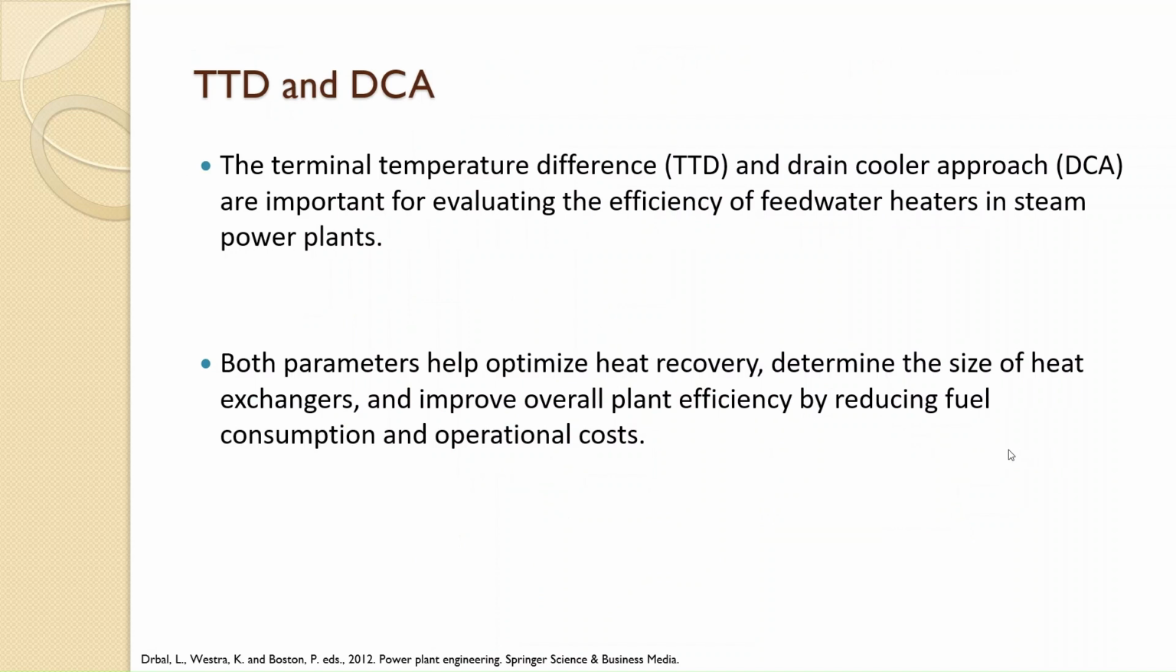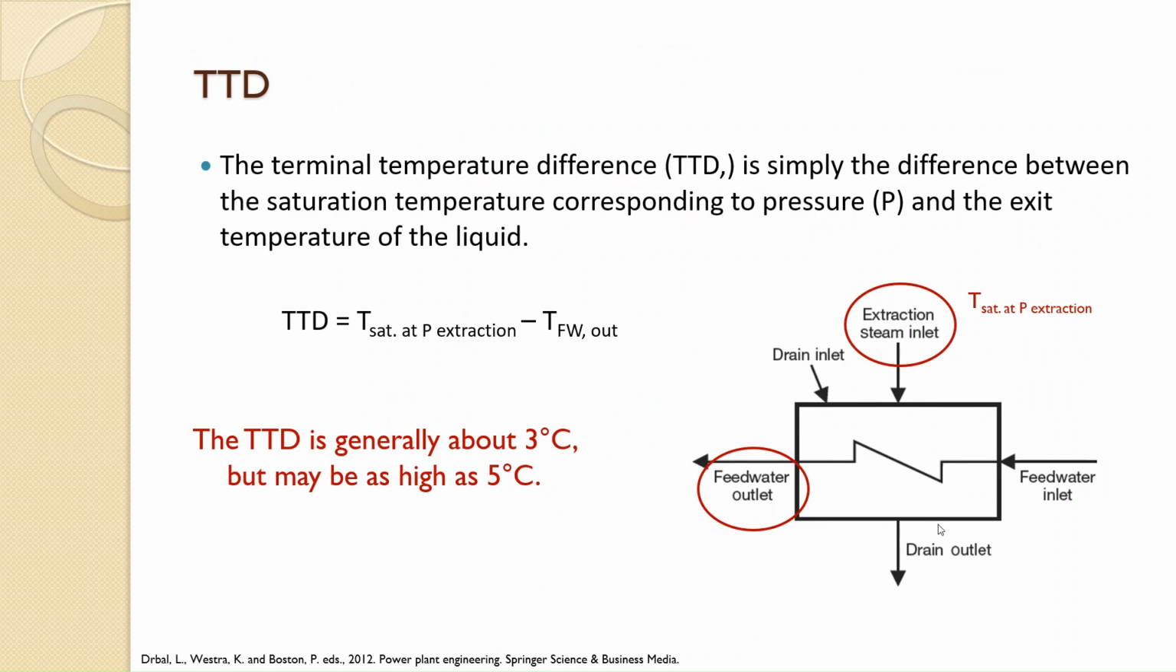These two parameters are important for evaluating the efficiency of the feed water heater and steam power plant. Both of these parameters help to optimize the heat recovery, determine the size of the heat exchanger, and improve the overall plant efficiency by reducing fuel consumption and operational costs. Let's start with the TTD. As I mentioned, it stands for terminal temperature difference.